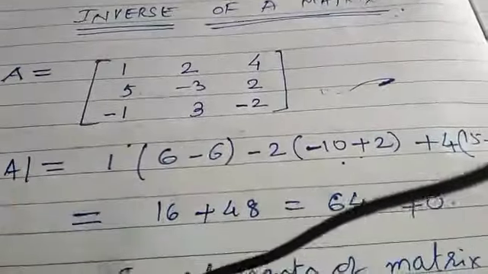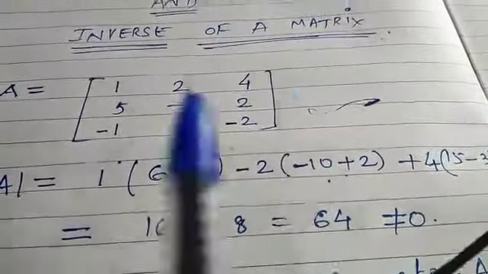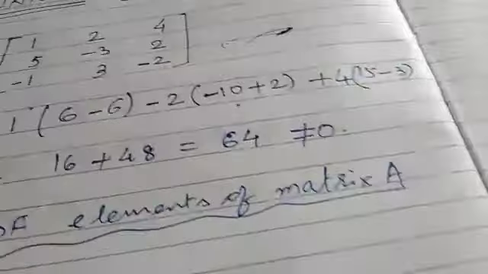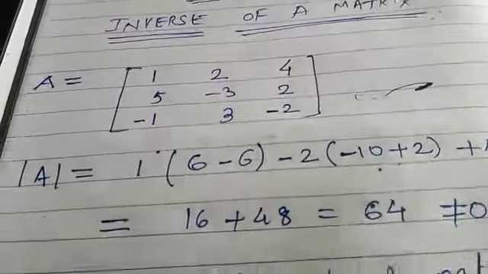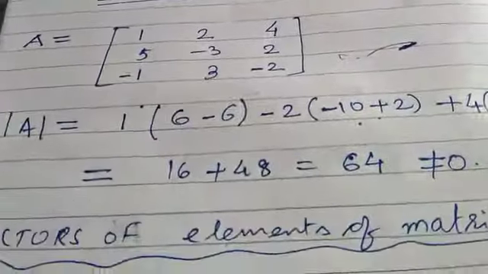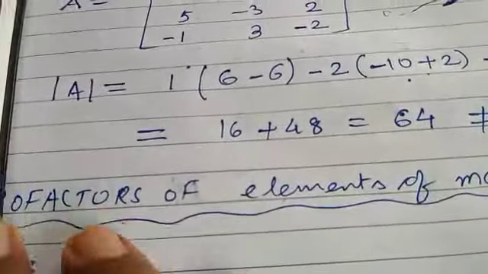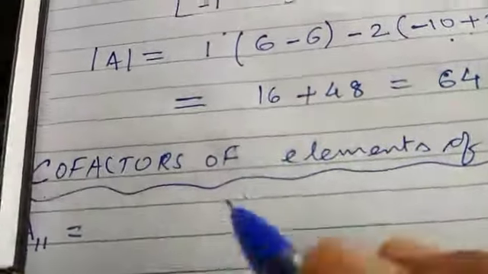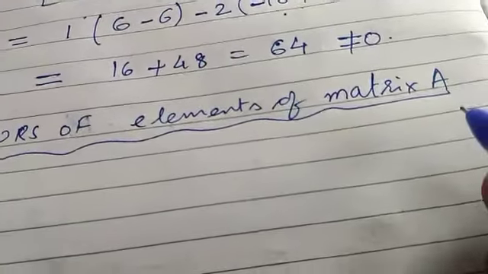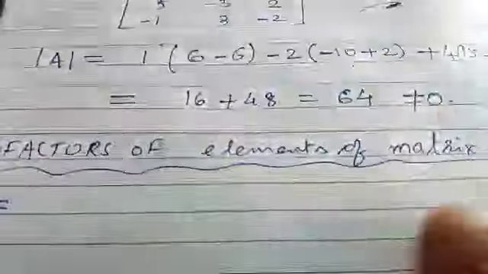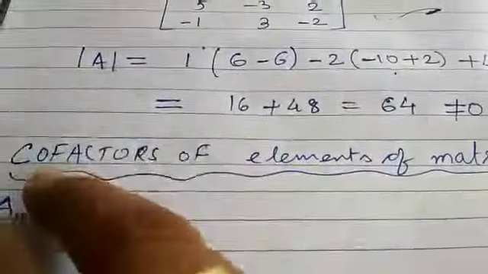First we'll find its determinant. Check it out whether it's 0 or not. If it is 0, then we have different cases. We'll not be able to find A inverse with this formula. And then we need to find cofactors of elements of matrix A in order to find the adjoint of matrix A. So now we will start with cofactors.